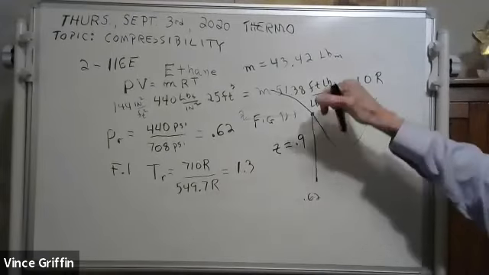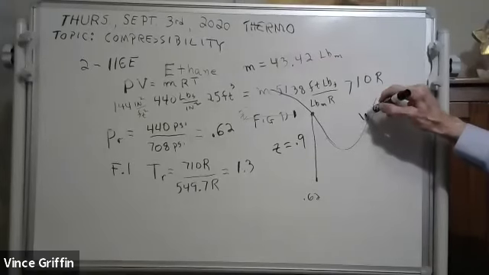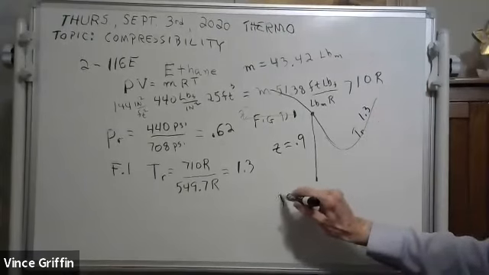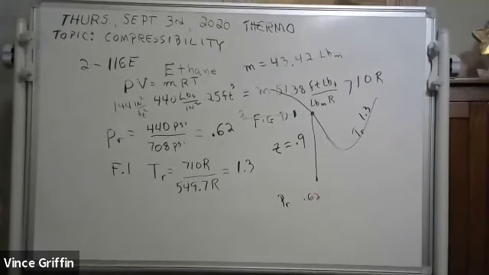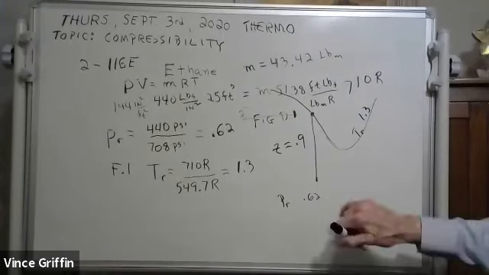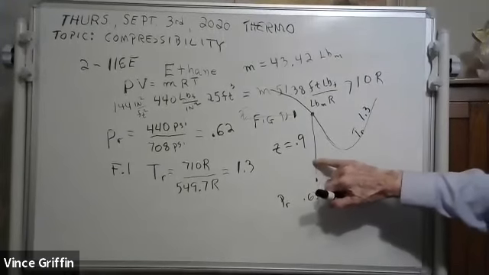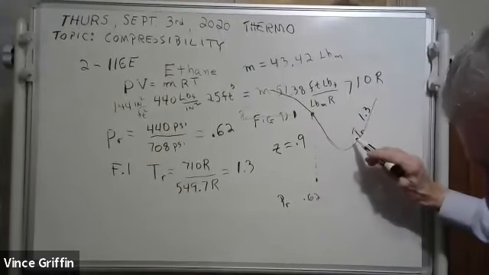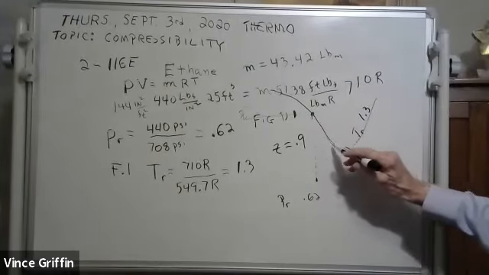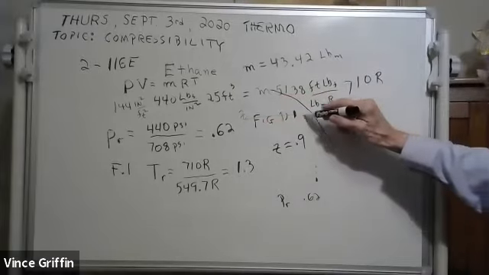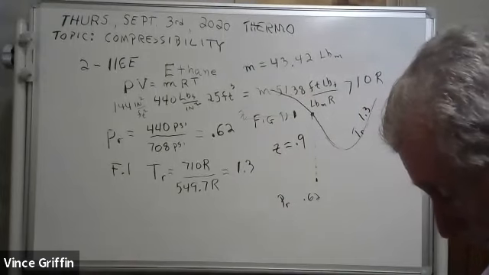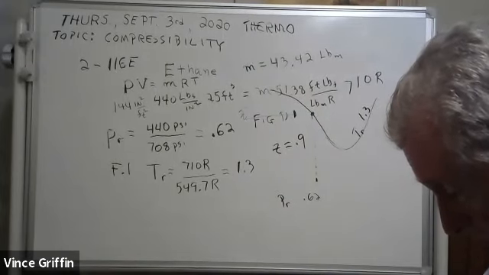It's Figure D.1. See, this is the 1.3 TR line, and this is the 0.62 reduced pressure line. Actually, these are dashed. These are solid here. That 1.3 is kind of solid. And then when you come over here, the Z is 0.9. I'll wait till you get to take a look at that.